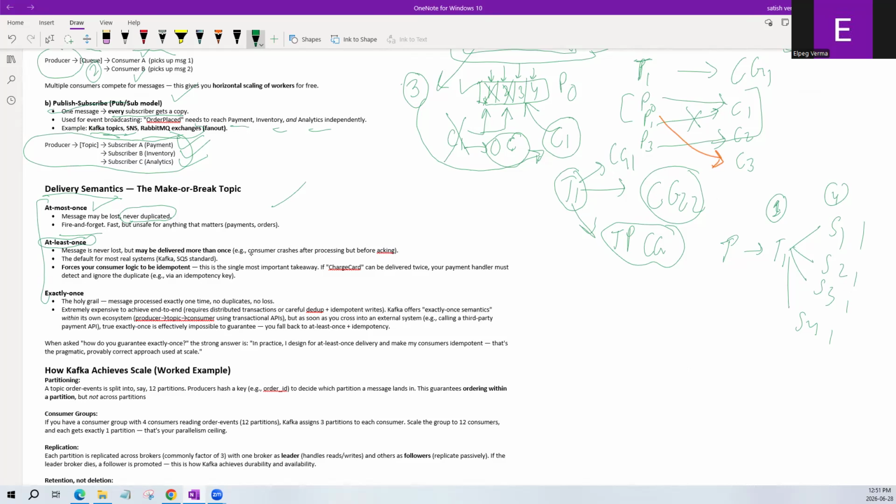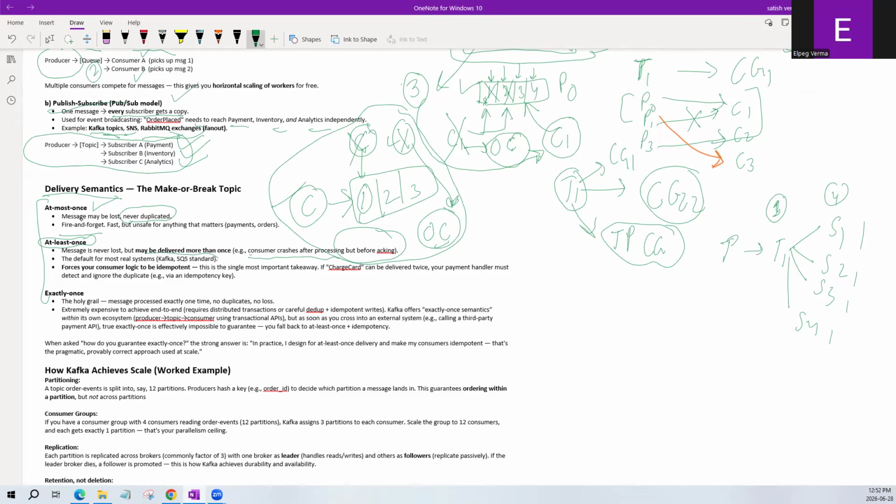The message is never lost, but may be delivered more than once, because the consumer crashes after processing but before committing. Acknowledgement comes before the offset commit. I gave an example: one, two, three. The consumer polls message one and consumes it, but crashes before committing the offset. When it comes back up, it will get message one again because no commit happened. That way it will be duplicated. But again, it depends. This is the example I gave for at-least-once delivery.